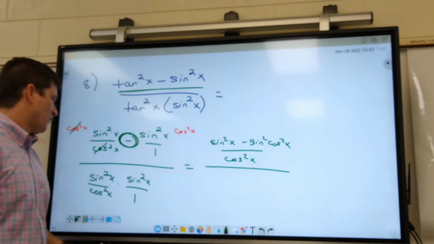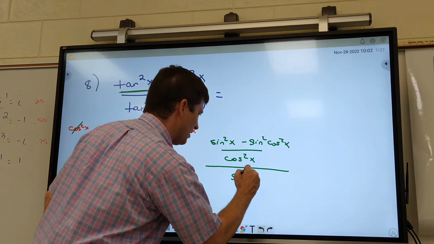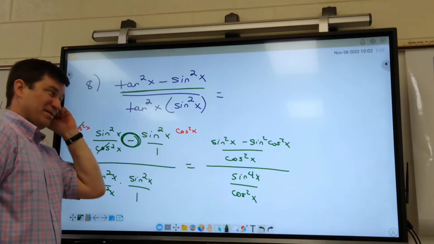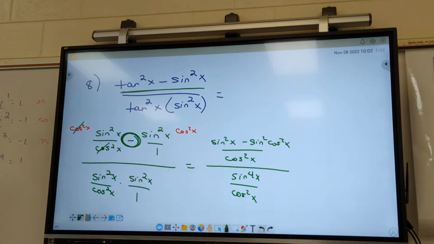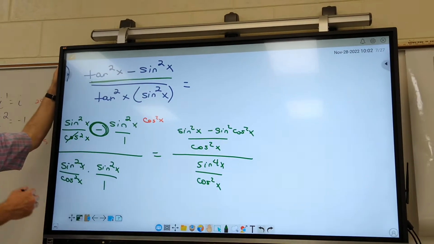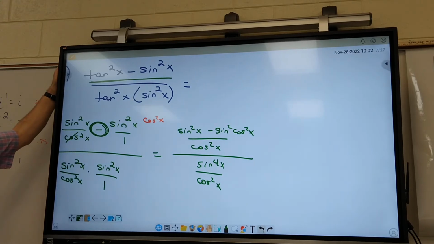So I get sine 4. Wow, this one's nasty. Sine 4 over cosine squared. Wait, that's a lot of fractions. All right, now we're going to have to do keep change flips somewhere. All right, anybody got a question before I go to the next step? Nope.